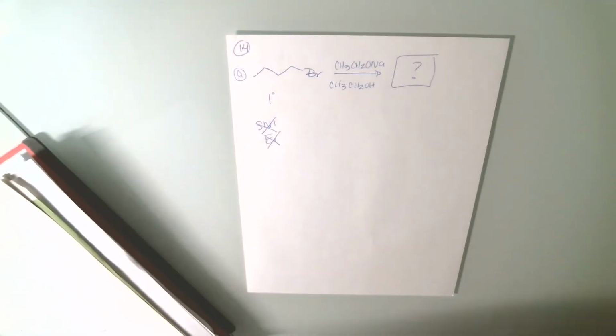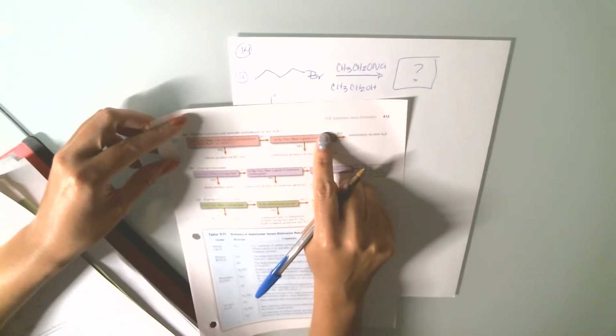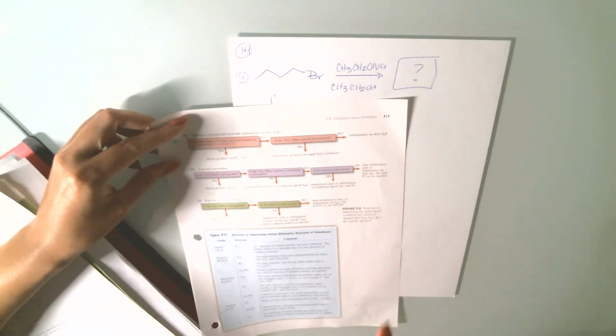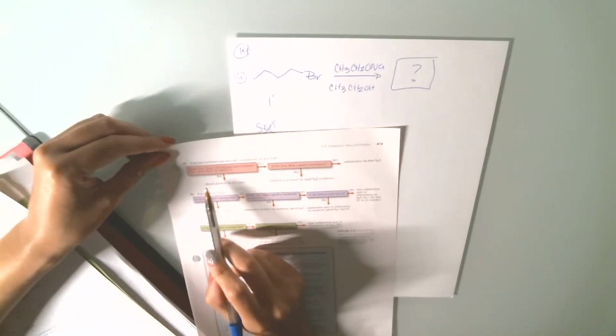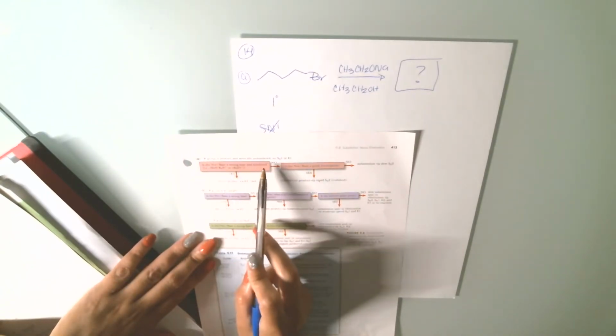What I like to use is the flow chart that is found on page 413 when you are deciding what type of mechanism you will have, SN1, E1, SN2, or E2. The way it works is you decide the type of haloalkane that you have, and we have a primary. The first block says, is the nucleophile/base a strong base and hindered? Let's answer that question: yes or no.